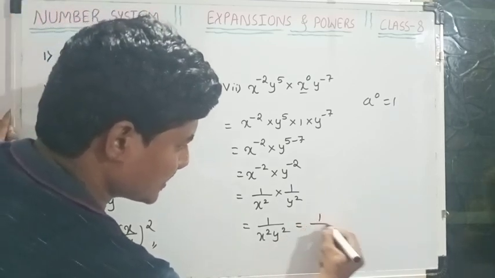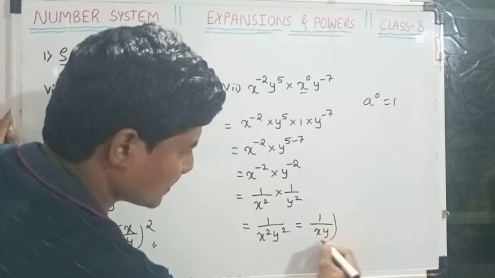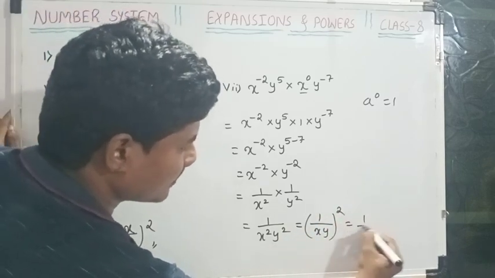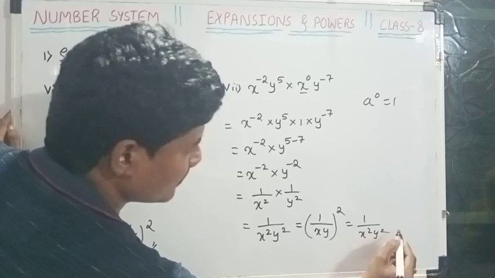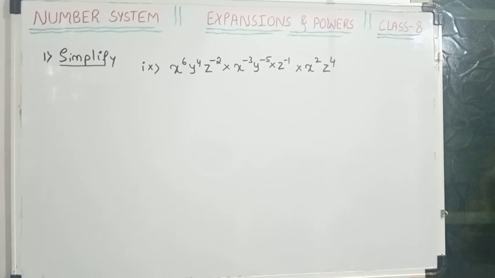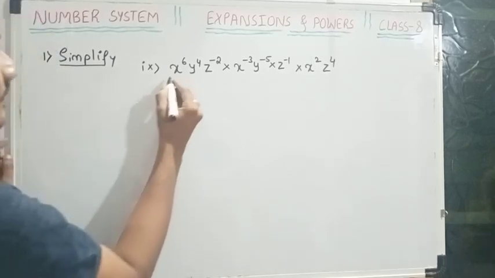We can also write it as 1 upon x y whole square, because 1 square is 1, x square y square, again we will get the same answer. Therefore, you can write this in two ways, 1 upon x y whole square or 1 upon x square y square. Here is the next question.